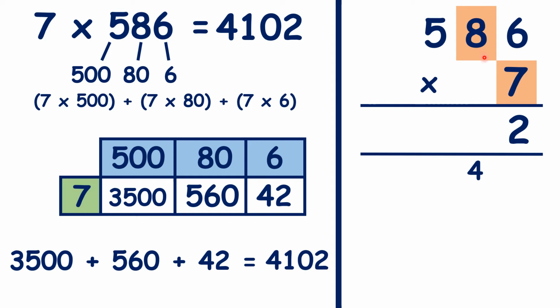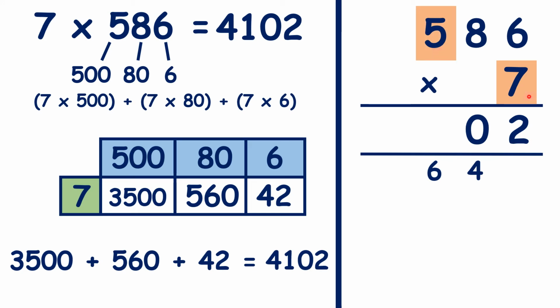Now 8 times 7 is 56, but we need to add the 4 tens we made from multiplying our units. So really we have 56 plus 4, so we have 60. So we write the 6 under our hundreds and 0 in our tens answer line.